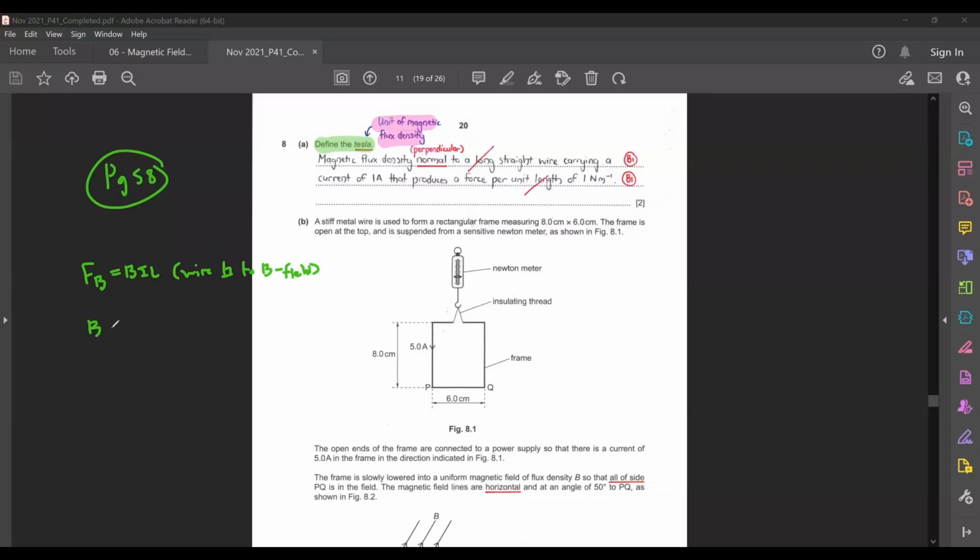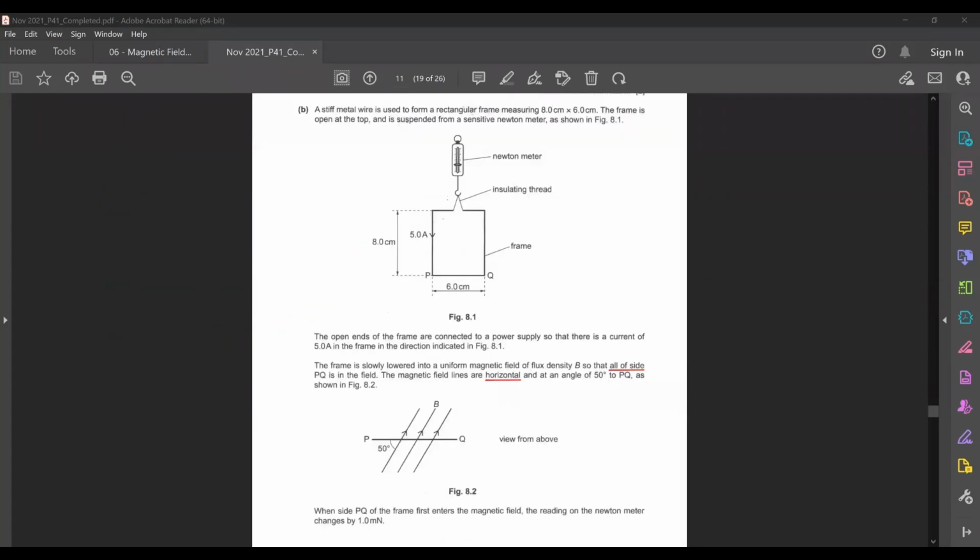Then from here, flux density will be equal to your magnetic force divided by your current as well as your length. So if you were to have 1 Tesla here, everything else must be 1. Your magnetic force must be 1, your current must be 1, and your length must be 1. So if you were now to define your Tesla, it is the magnetic flux density normal or perpendicular to a long straight wire carrying a current of 1 amp that produces a force per unit length of 1 Newton per meter. This is following what you are seeing right over here.